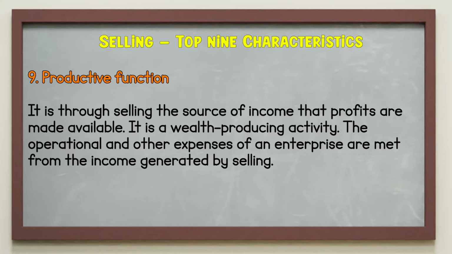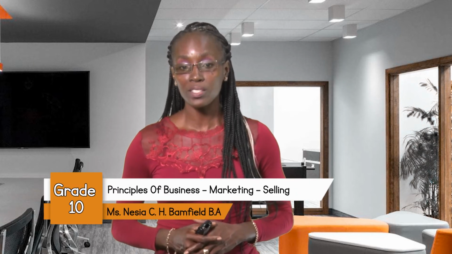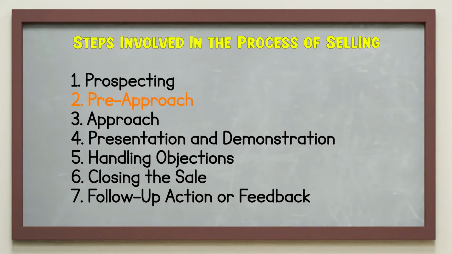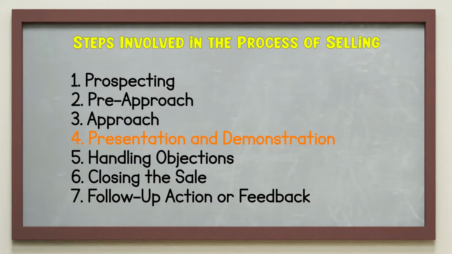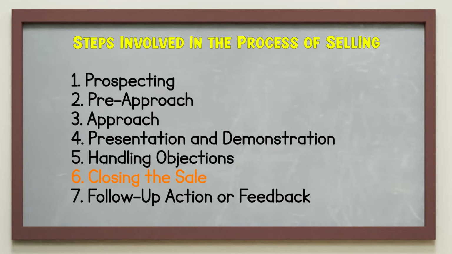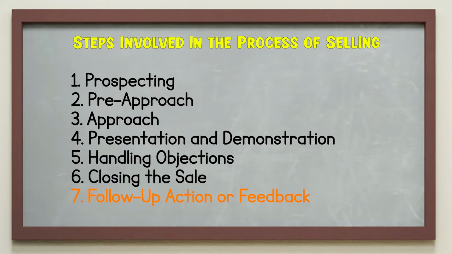It is a wealth-producing activity. The operational and other expenses of an enterprise are met from income generated by selling. 7 steps are involved in the process of selling. These are prospecting, pre-approach, approach, presentation and demonstration, handling objections, closing the sale, and follow-up action or feedback.